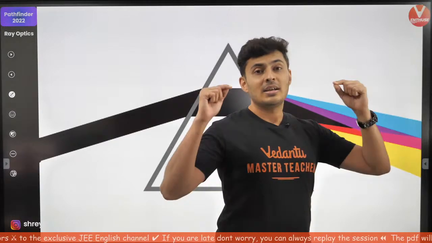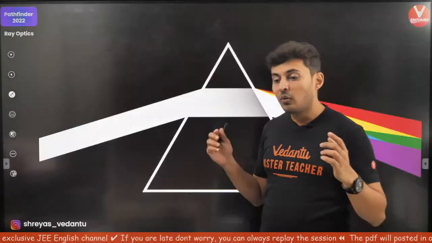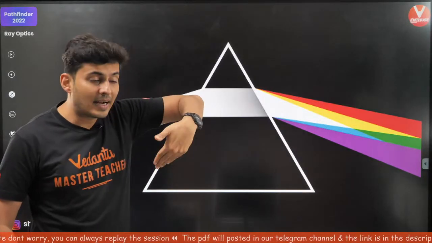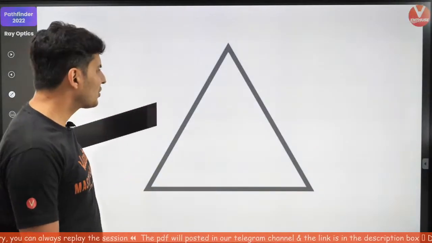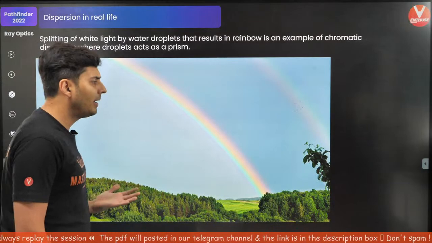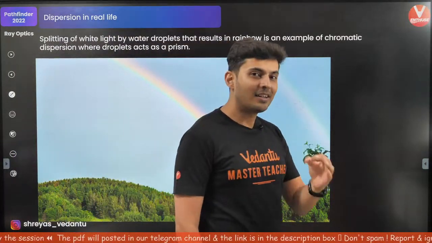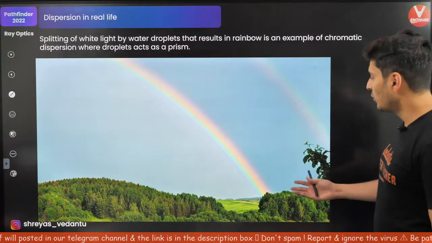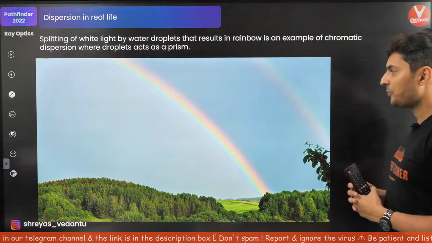Whereas, due to refraction, what happens is different colors have different refractive indices. That's why the light spreads. Different colors will refract by different angles. And there are so many beautiful phenomena that occur because of refraction being different for different colors. The most famous example being the rainbow.